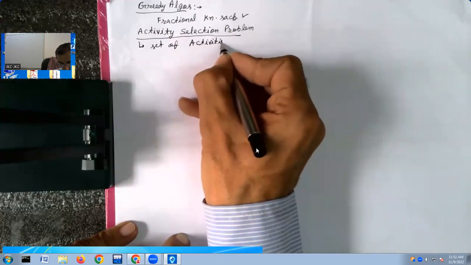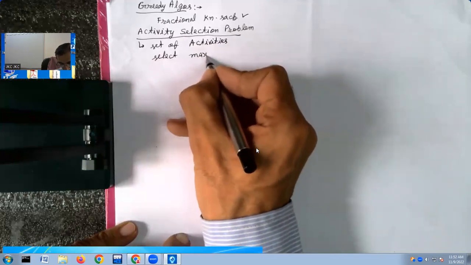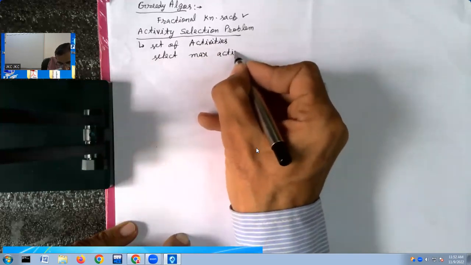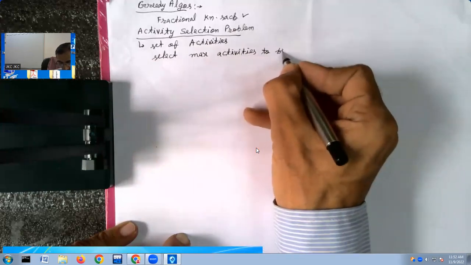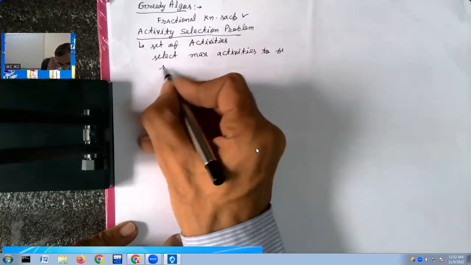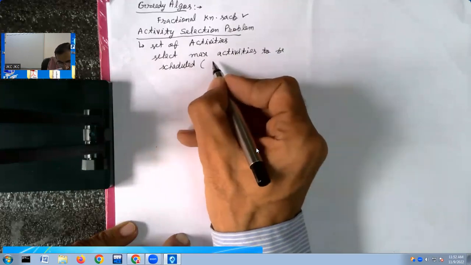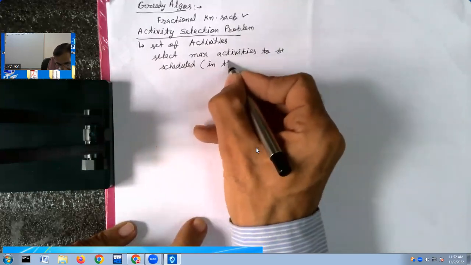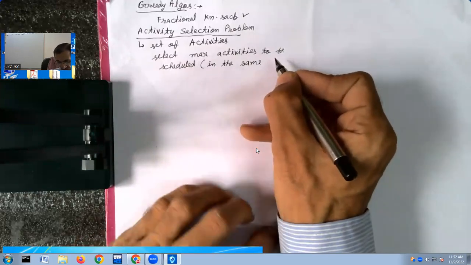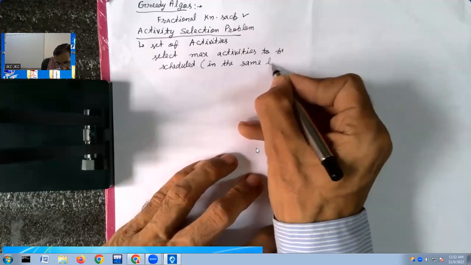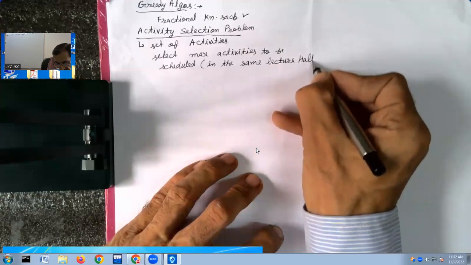The aim is to select the maximum count of activities to be scheduled. So what are the constraints? I want the maximum activities to be scheduled, but the constraint being, let's say, in the same lecture hall. Let's assume there are different lectures of different duration, but all of them are to be scheduled in the same lecture hall. So that is a constraint.